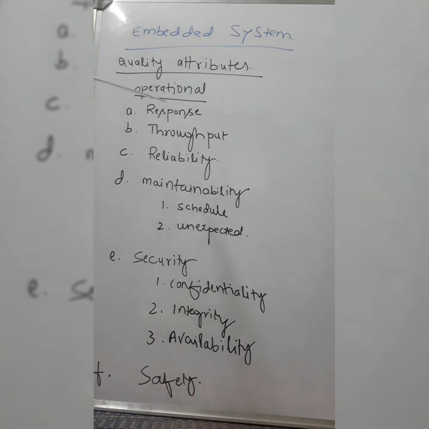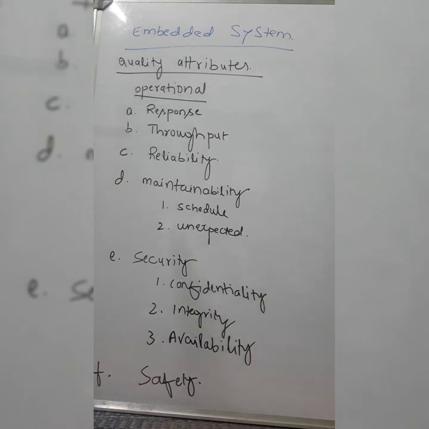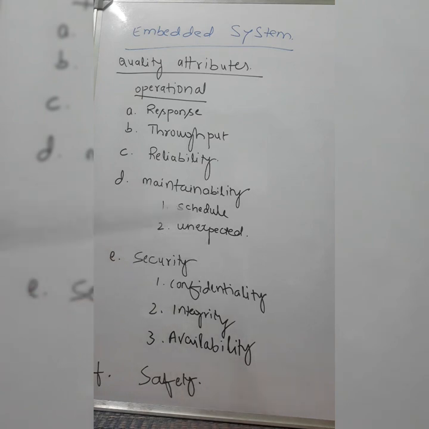First one is response, the quickness at which the embedded system responds. That means the speed at which it gives the response. Throughput is the efficiency of the embedded system, how efficient an embedded system is. Reliability means how much you can depend upon that embedded system. Then maintainability, there are two types. Scheduled in the sense periodic maintenance. Unexpected in the sense if suddenly some accident or some wear out occurs, then the maintainability that is required.